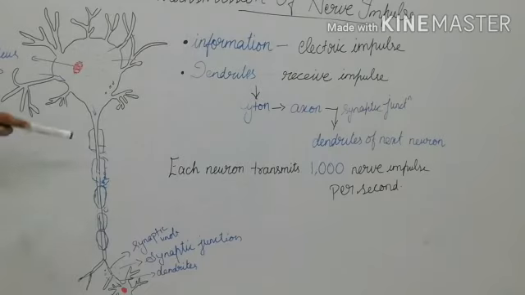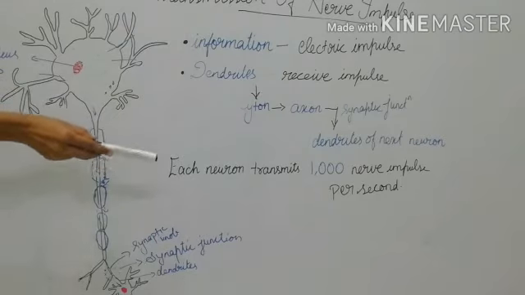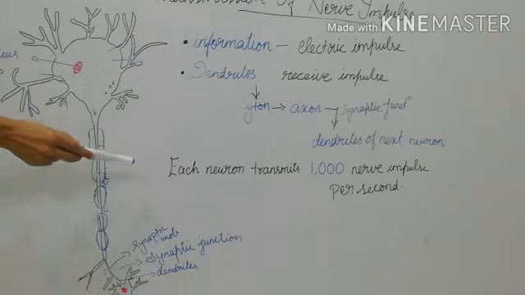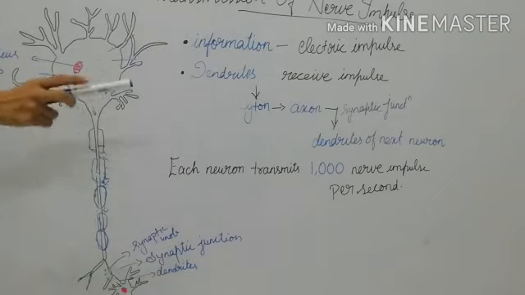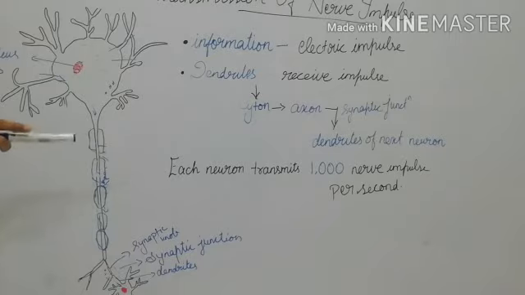By this, the information reaches the brain or the spinal cord. If it reaches the brain, then the brain can stimulate the glands to secrete hormones, and also the muscles to do their work. And per second, each neuron can transmit thousands of nerve impulses. Each neuron can transmit about 1000 nerve impulses per second.